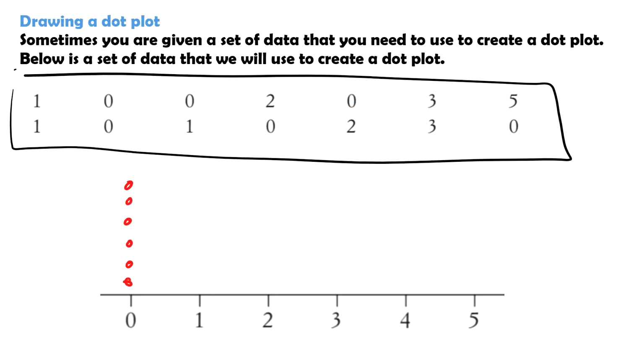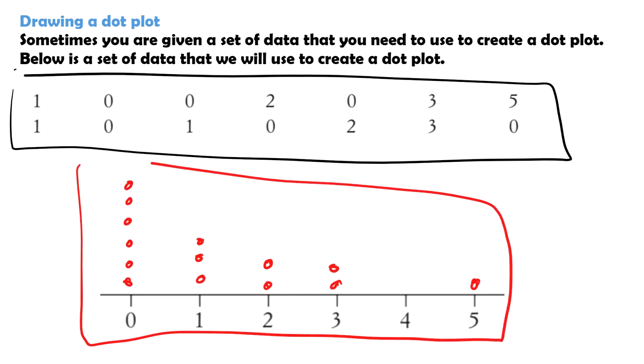And the next thing we're going to look at is how many 1s there are, and then put that. How many 2s, 3s. There's 0 4s, so we don't put any dots, and there's 1 5. So that would be our dot plot for the data above.